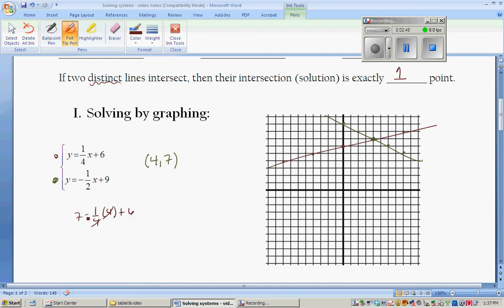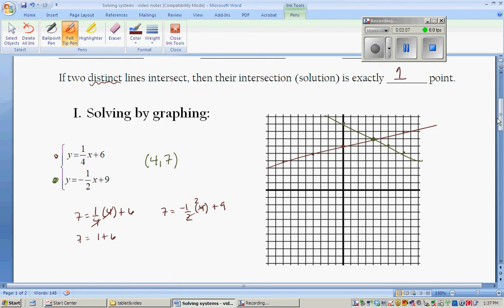And we would get 7 equals 1 plus 6. And because it's a solution to this, when you plug it in there for the x and the y, you're also going to get something that's completely true. 7 is equal to -2 plus 9.